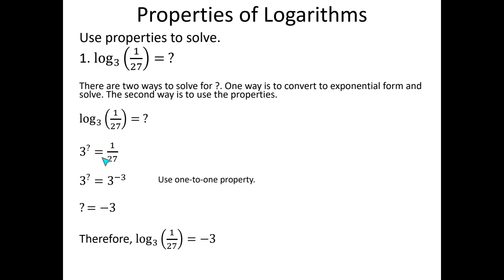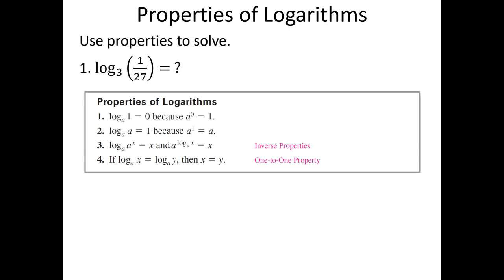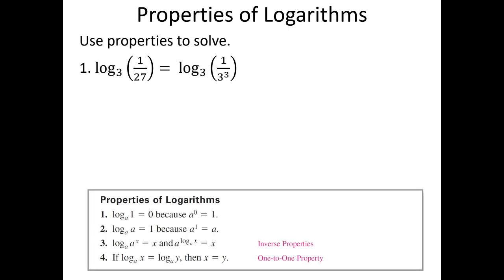So that's one way to do it: if you see something written as a log, you can always change it to exponential form. Now, if we use the properties, then here we could use, oops, let me go back. I went too quick. So I could rewrite 1 divided by 27 as 1 divided by 3 cubed. And then I can move the 3 cubed up by making it negative. So now I have log base 3 of 3 raised to the negative 3. And notice that my base and my base here are the same.